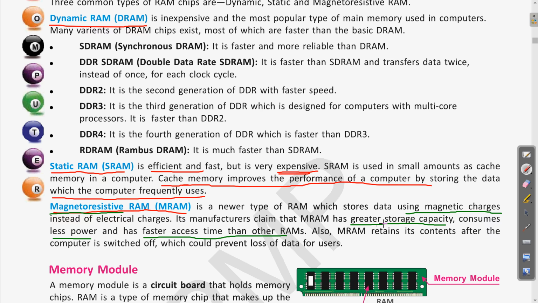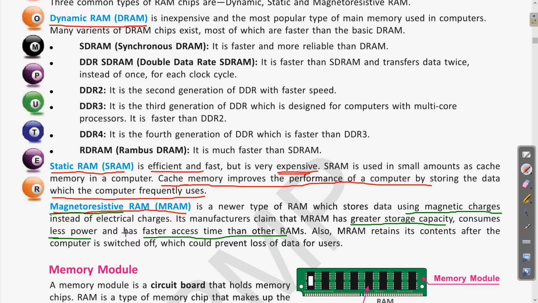First, it has a greater storage capacity. Clear? So more data can be saved in this MRAM, that is magnetoresistive RAM. Then the second point is they consume less power. Clear? So we can use them with lesser consumption of electricity. Then the third point is they have a faster access rate than other RAM. So any RAM, if it has a faster access rate, then you can work with it in a faster or quicker way.